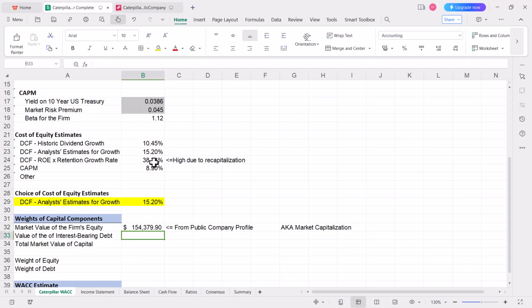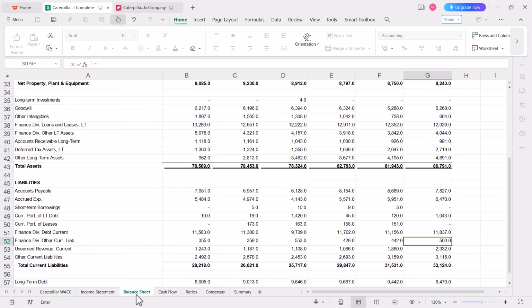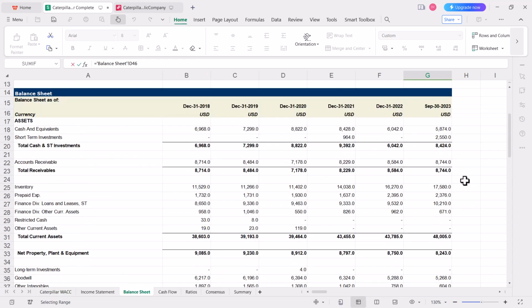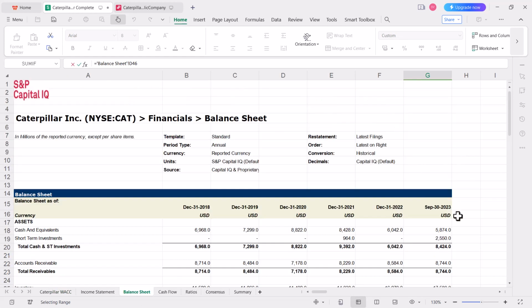The value of the interest-bearing debt for the firm, we're going to go out to the balance sheet for this. So what I'm going to do here is I'm just going to select equals. I'm going to go to the balance sheet, and I'm going to go to the most recent time period. So remember, the balance sheet is a point in time, and so the most recent point in time we have for Caterpillar is September 30th, 2023.